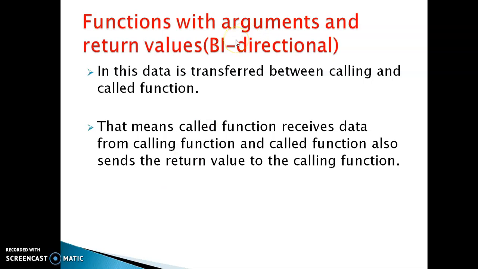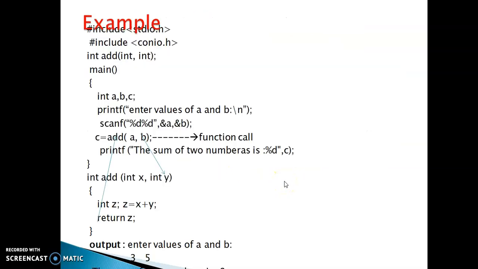Next one, function with arguments and the return value. So we are passing the arguments and also the function is returning a value. So it is an example of bidirectional communication. In this the data is transferred between the calling and called function. This means the called function receives data from the calling function, and the called function also sends the return value to the calling function. Example, add is a function name and we are passing 2 parameters, and it is also returning an int value.